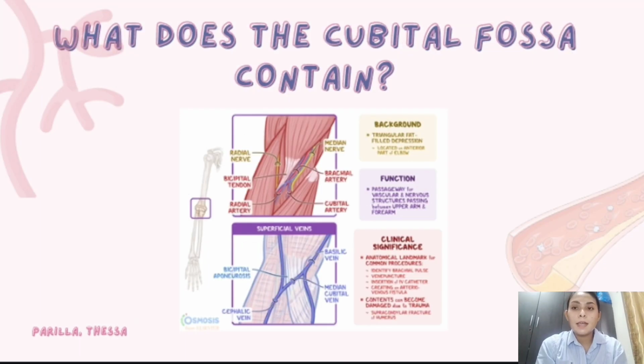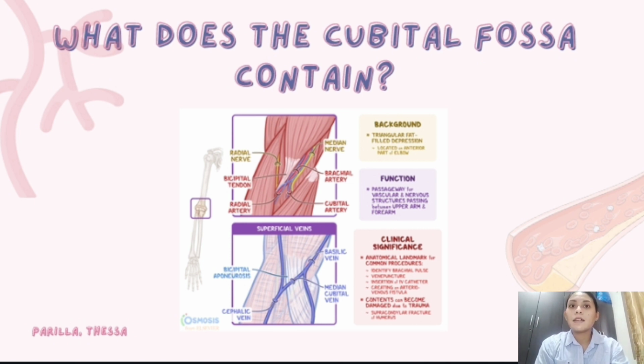So continuing to the arteries and veins in our circulatory system, we have the so-called cubital fossa or the antecubital fossa. It is an anatomical landmark to identify our brachial pulse in performing common procedures like venipuncture. So cubital fossa is a triangular fat-filled depression located on the anterior aspect of the elbow. So dito yan siya, naka-triangular. This small area is anatomically important as it serves as a passageway for vascular and nervous structures passing between the upper arm and forearm. So dito.